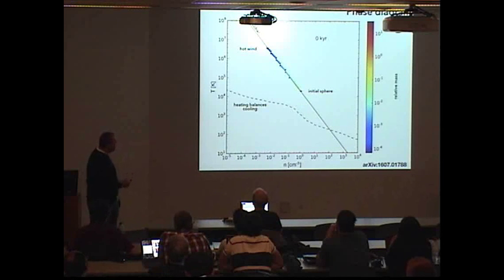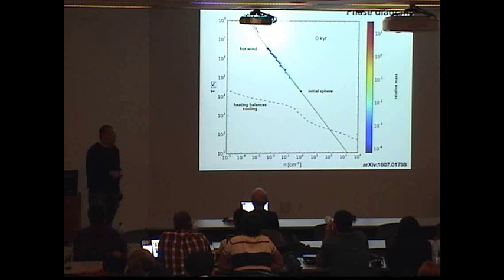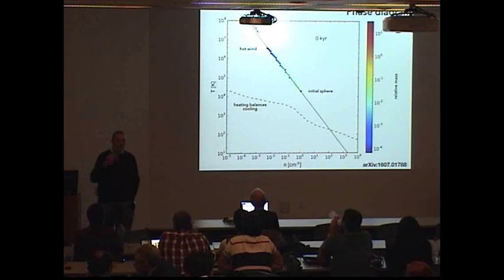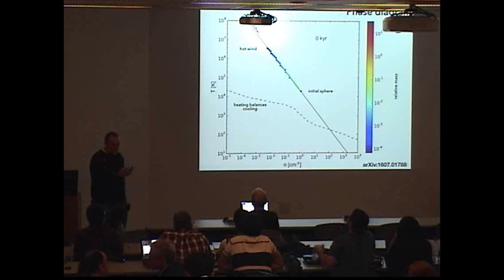It's initially in thermal pressure equilibrium. Okay, so this is an isobar. This is the locus of where heating balances cooling. Okay, so if you're lying along this line, the radiative cooling and the photo UV background are in balance with one another. Okay, and so what happens to the material?